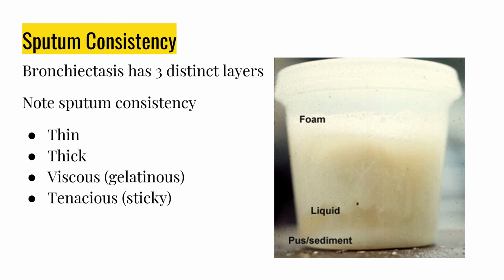CF patients lack that enzyme or the release of that enzyme, so their sputum is really thick. If you have bronchiectasis, which is a chronic condition, their sputum has three distinct layers. And you can see how it's kind of nasty here. You've got the sediment, the pussy layer that settles out, and then there's a liquid layer, and then there's a foamy layer. So you may see bronchiectasis patients where they have a lot of secretions like that. Pretty gnarly stuff.